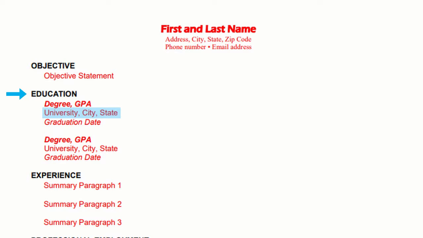Follow that with the university where you received this degree and the city and state where it is located. After that, I recommend mentioning the graduation date so that the hiring manager has a reference point as to how long ago you went to the university and when you entered the professional world. A simple month and year is sufficient. Repeat this for all degrees that you have earned.